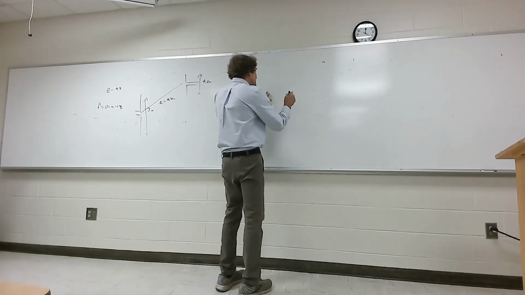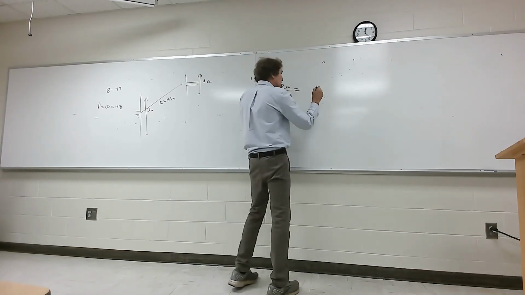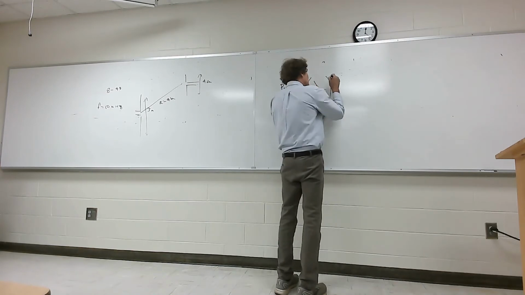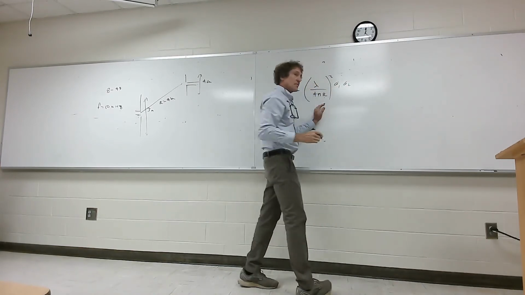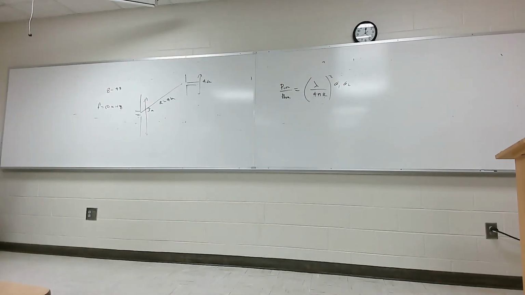So to get that ratio, P received over P transmitted, that's equal to lambda over 4 pi r, that squared, times gain of antenna 1 times gain of antenna 2. You all agree that that's Friis, at least in a nutshell, right? We proved that. So we have to get the wavelength.